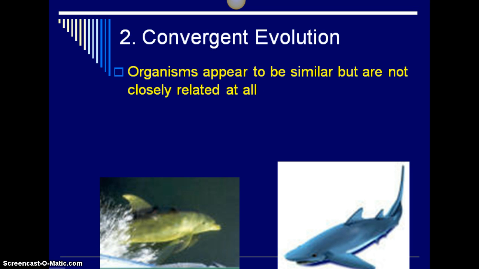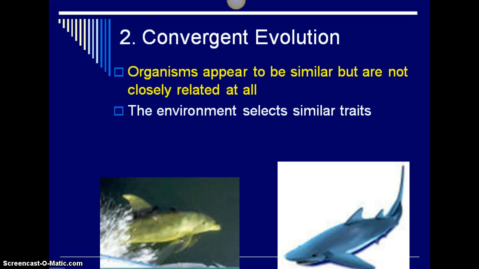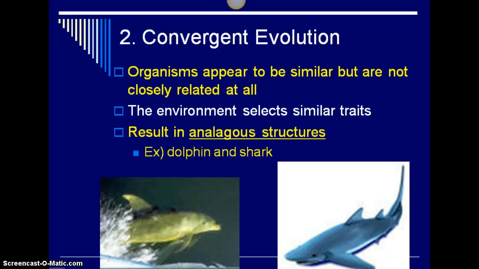Another one is convergent evolution, and in this one, when you converge, you bring two things together. So organisms appear to be similar, but they're not related at all, and they're not related through other characteristics that they particularly have. The environment will select similar traits. In this case, they have fins. These two organisms, sharks and dolphins, have fins that look similar, but the reason is because they live in similar environments. So they result in analogous structures. An example here: dolphin and shark.